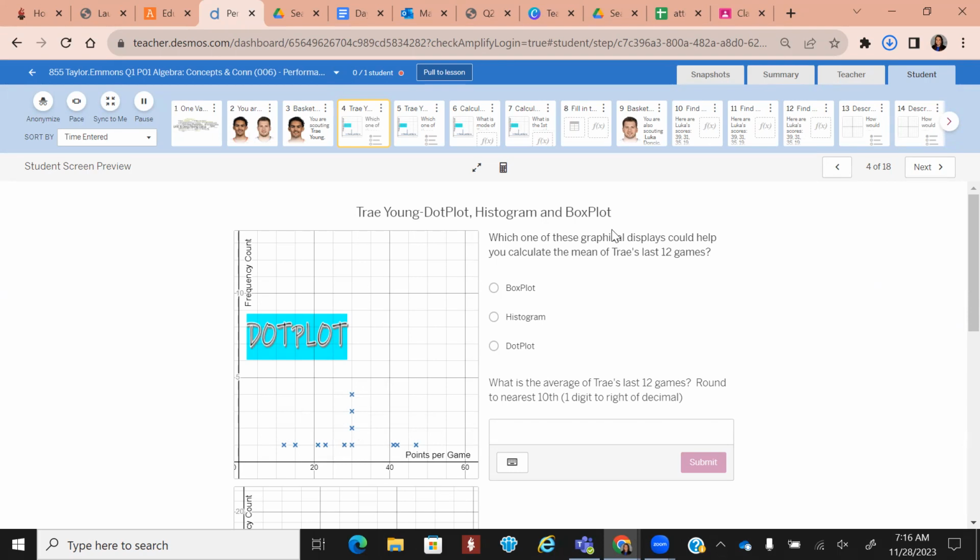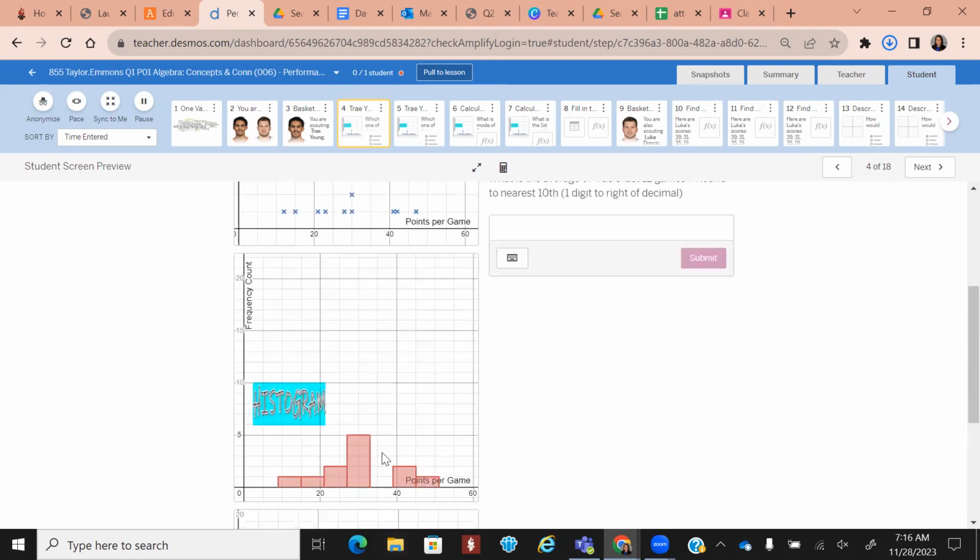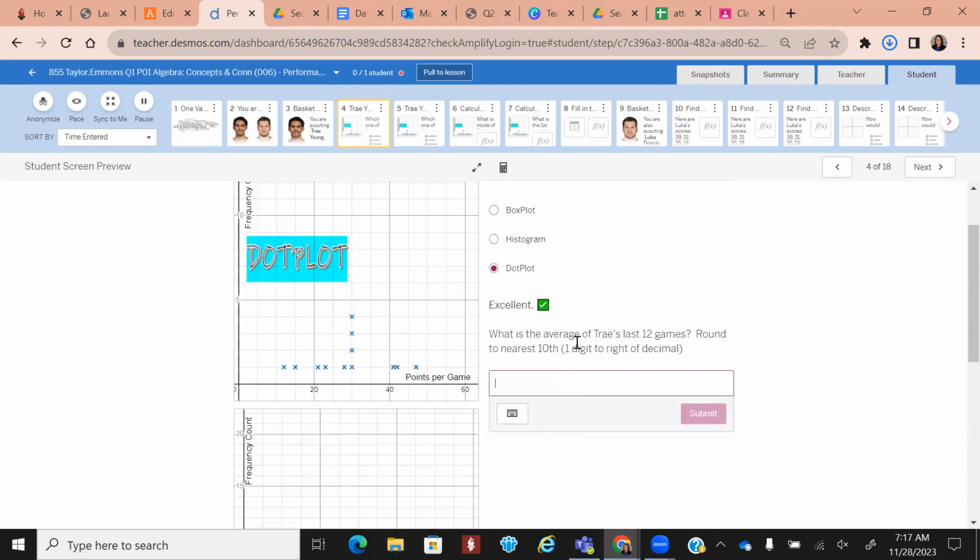Okay, so which one of these graphical displays could help you calculate the mean of Trey's last 12 games? Which one? A dot plot. Why do you say that? Okay. All right, what is the average of Trey's last 12 games? So what would you do in order to find this? In order to find the mean, what do you do? Count the numbers. I'll add them up and do what?